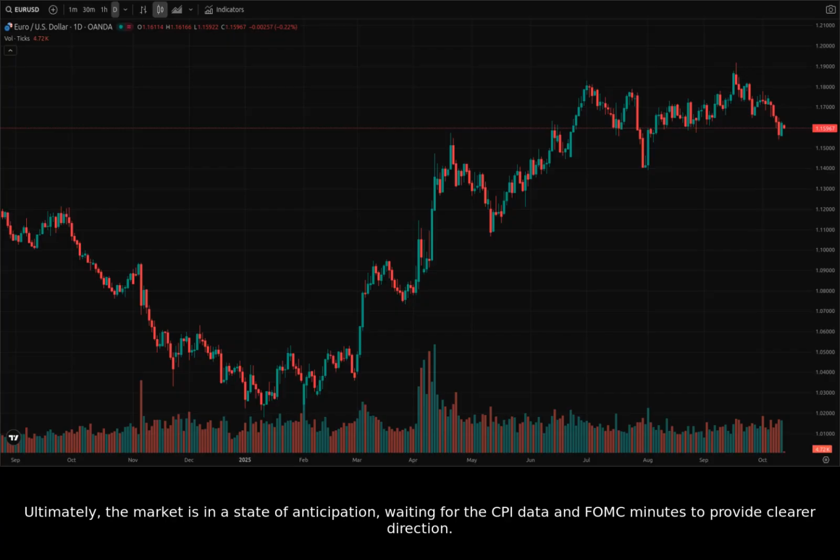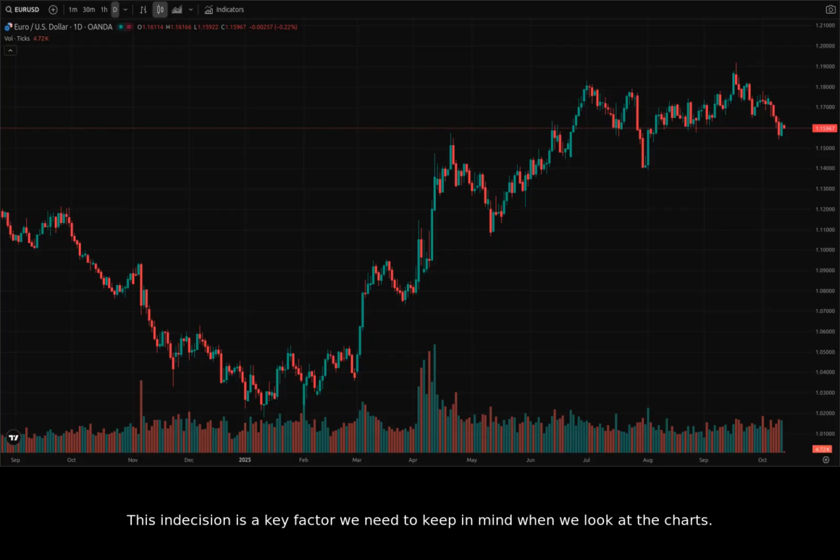Ultimately, the market is in a state of anticipation, waiting for the CPI data and FOMC minutes to provide clearer direction. This indecision is a key factor we need to keep in mind when we look at the charts. The clash between resilient U.S. inflation and Europe's slowing growth is creating a tense tug-of-war.